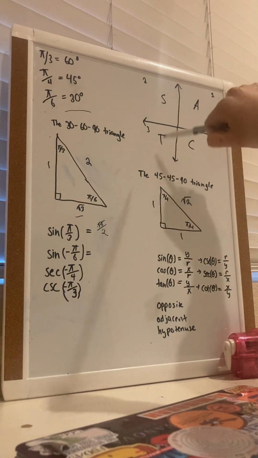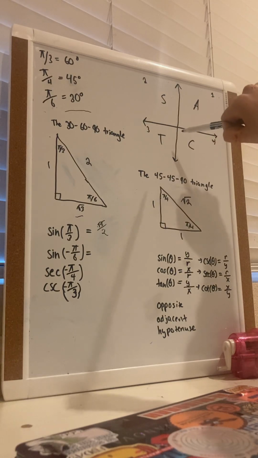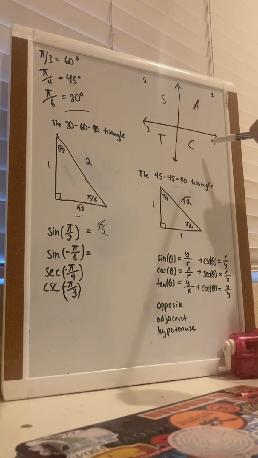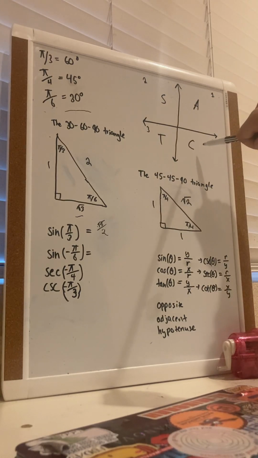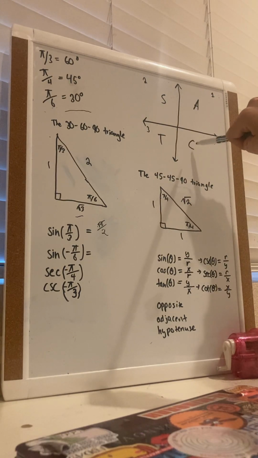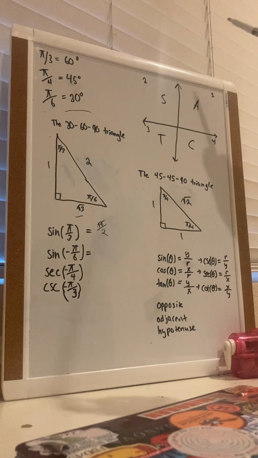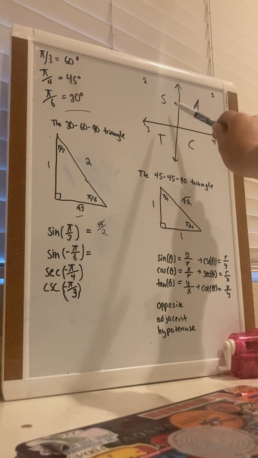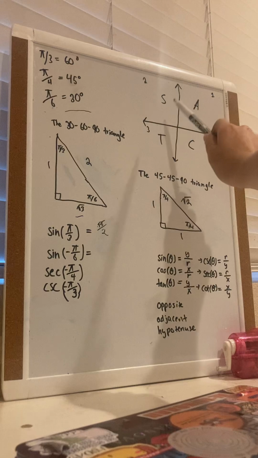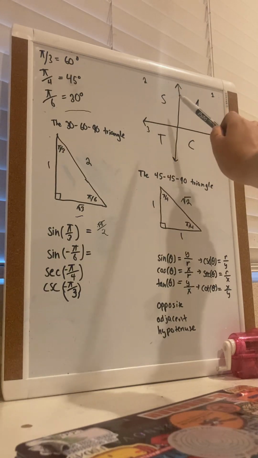So tangent is always positive here, and cotangent too, and this last one is for cosine and secant, which are always positive here. So basically we know that sine is positive in quadrant 2, but that means everything else is negative there. That's basically how you know.